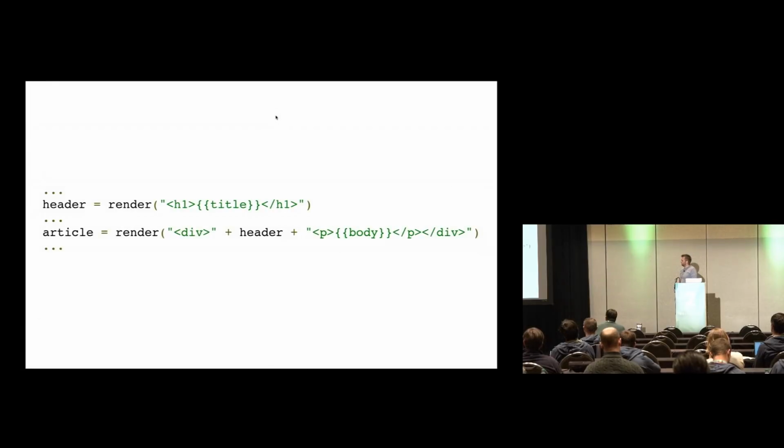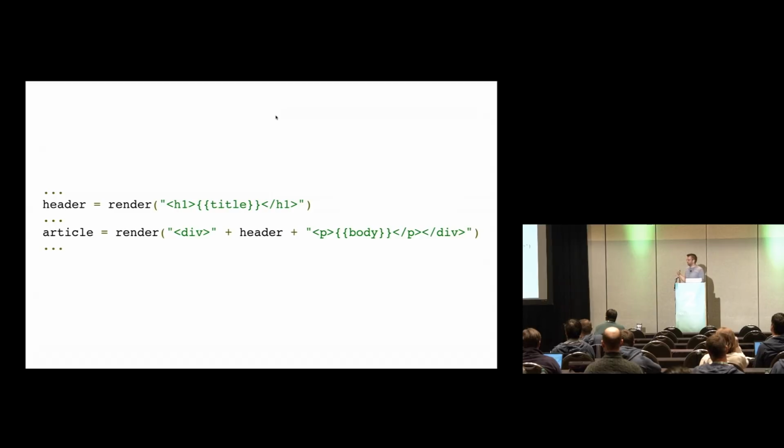But sometimes we want to take a few templates and combine them into a larger page, because we might want to reuse some component of the page in many different places. So we might render one thing in one part of the code, take the output of that, and shove it into another template further down the line, and we end up with something like this.